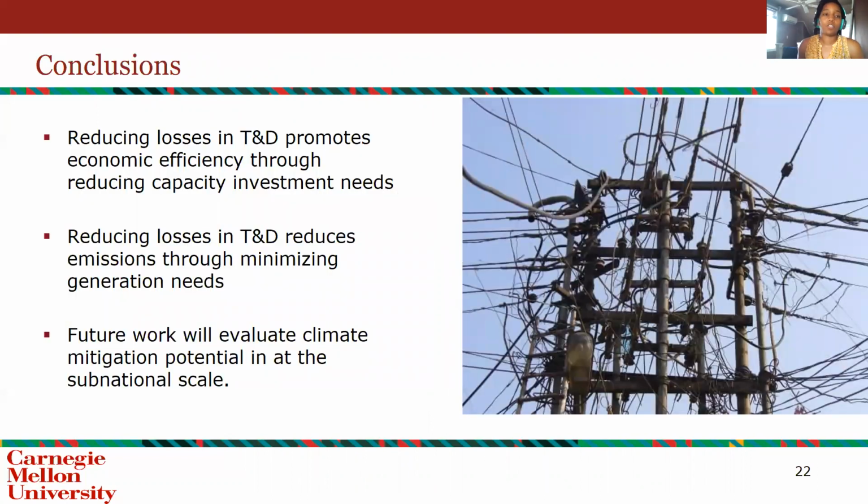So in conclusion, I've showed you our initial work in thinking about how to evaluate transmission distribution losses at the national scale in multiple countries. This work is really focused on understanding how reducing transmission distribution losses promotes economic efficiency as well as minimizing emissions and reaching our sustainable development goals. Future and ongoing work is focused on evaluating the climate mitigation potential at the subnational scale as well and doing a wider sensitivity analysis, comparing the CO2 emission ranges with our newer air pollutants.